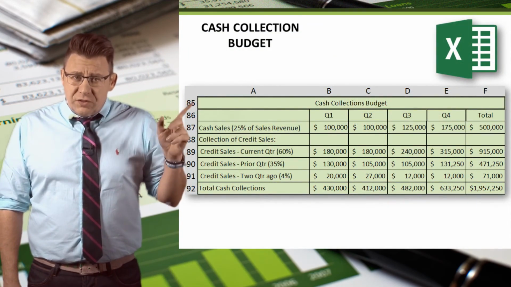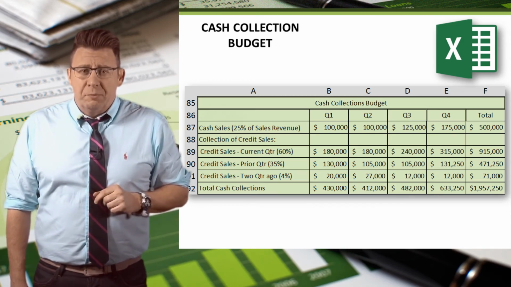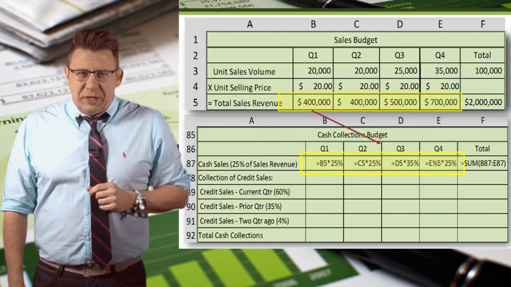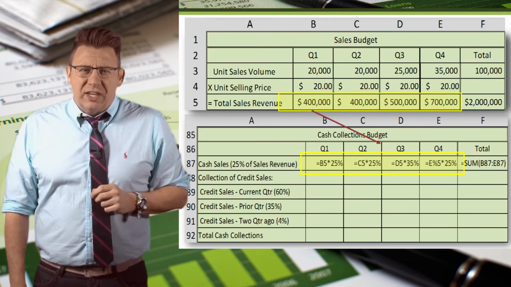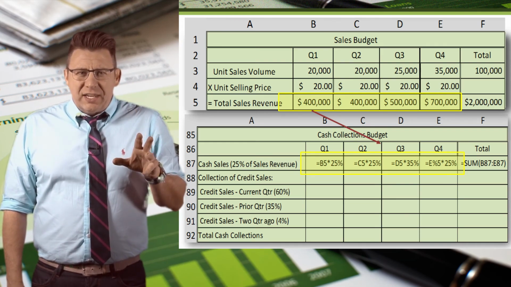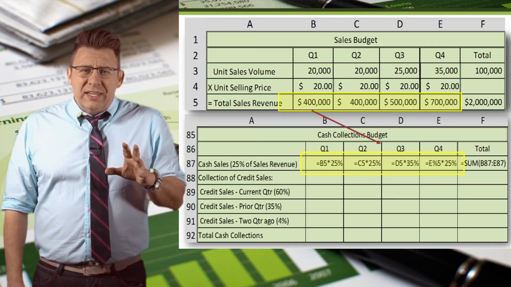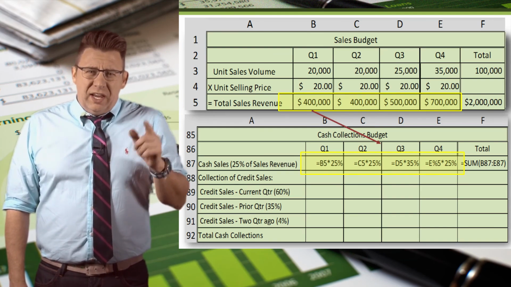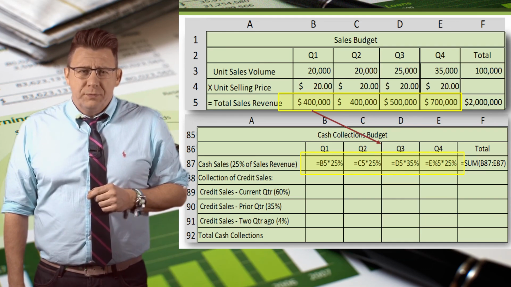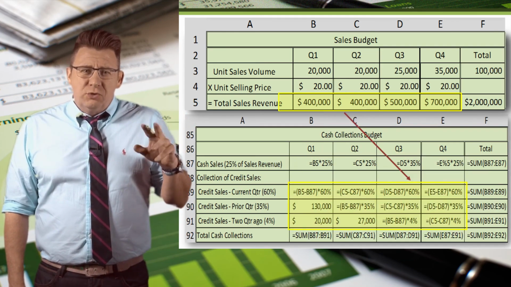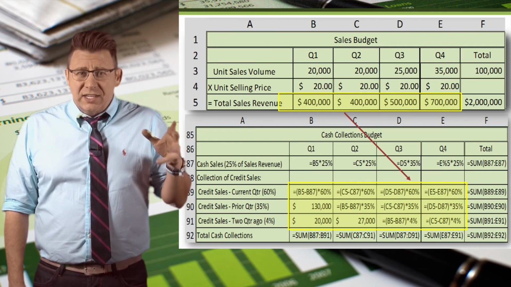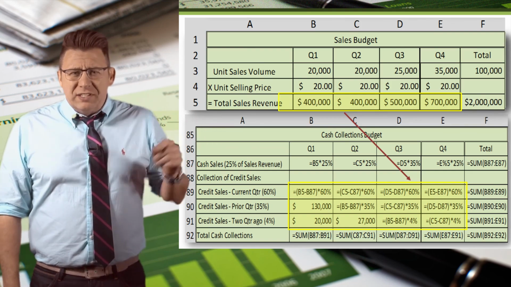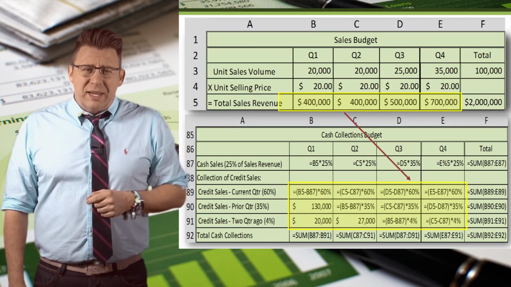Notice the column letters and the row numbers. We need to reference this as we build our budget in Excel. Here we have both the sales budget and the cash collections budget. We start by linking the two budgets together. Cash sales in the cash collection budget is calculated by using a formula linking to sales revenue in the sales budget. Then we enter formulas to calculate the amount of credit sales collected in each quarter. You can see the formulas here. Finally, some of these numbers I've just assumed because I want to keep the examples straightforward.